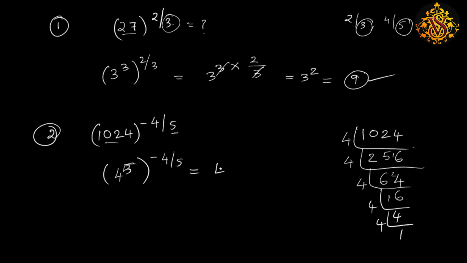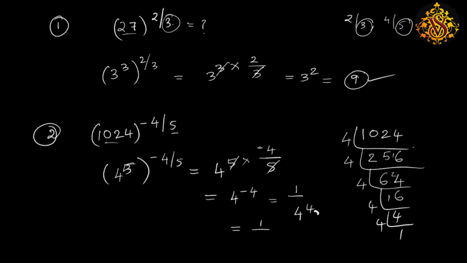Same as the previous sum, right? We have 4 power 5 into minus 4 by 5. 5 and 5 get cancelled off. So we have 4 power minus 4. Now it is in minus, so to make it plus, write the inverse, that is 1 by 4 power 4. The minus will become plus, that is writing the inverse.